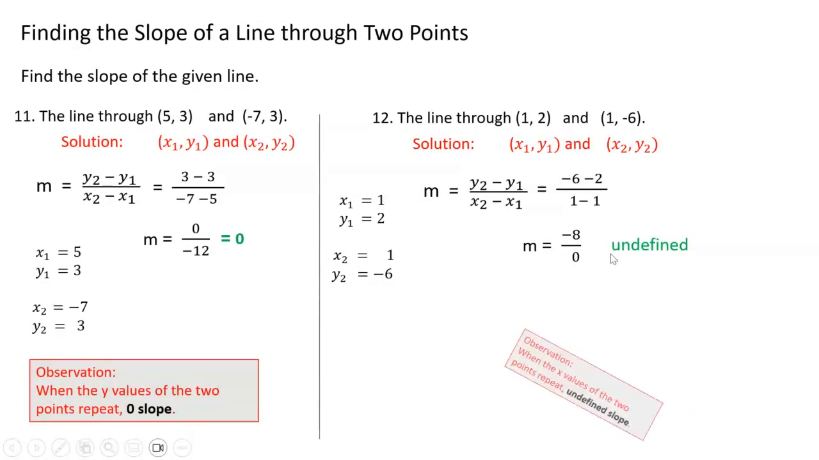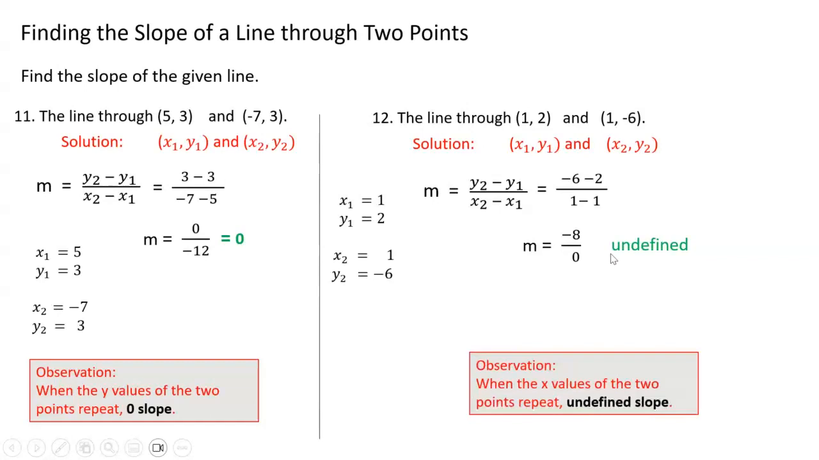So again, what's the observation? When the x values of the 2 points repeat, it's undefined slope. And for the 0 slope, it's when the y values of the 2 points repeat, it's going to be 0 slope. So these are good observations for you guys to see. This way, when you do your homework, guys, you can right away know if you need to do the work or if it's going to be 0 slope or undefined slope.